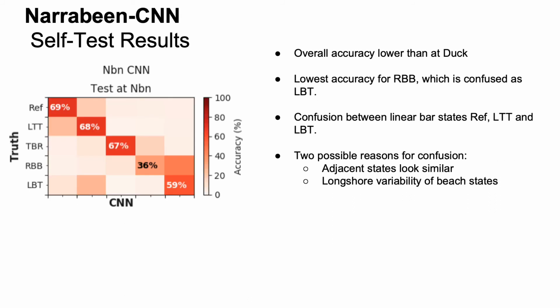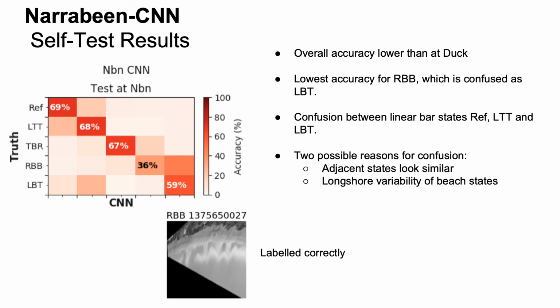Now, if we take a look and see how the Narrabeen CNN performed at Narrabeen, then we can see overall that there's more confusion. The accuracy, these numbers within the diagonal, are lower. The greatest confusion occurs for the rhythmic bar beach state, and that's most often confused for longshore bar trough. Here's an example of a rhythmic bar beach state. There's a trough, somewhat continuous trough, and a rhythmic sandbar that's located offshore.